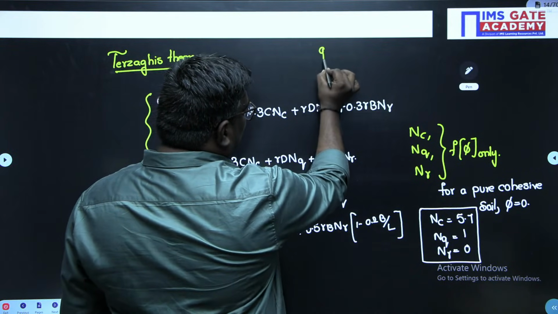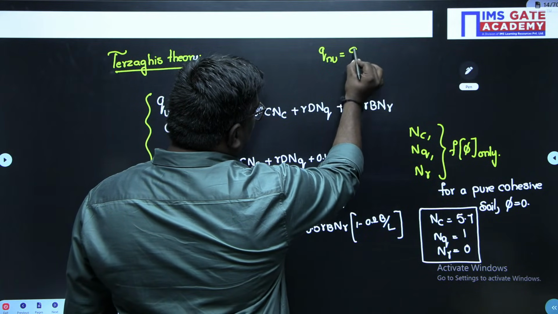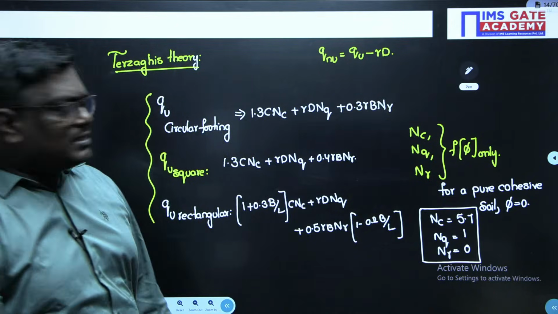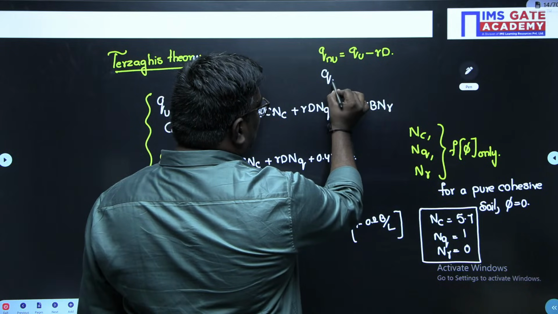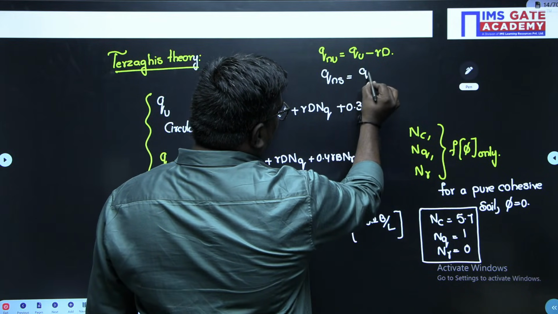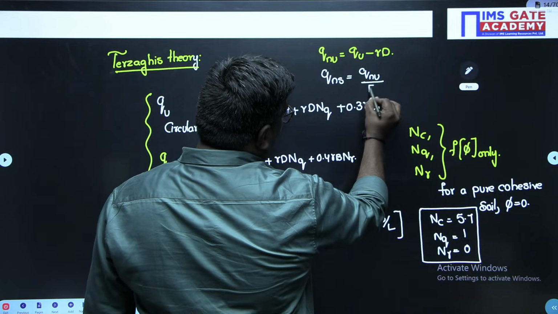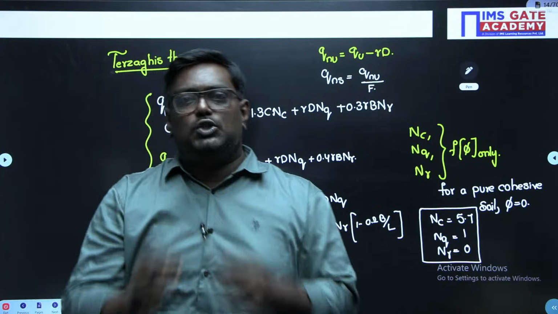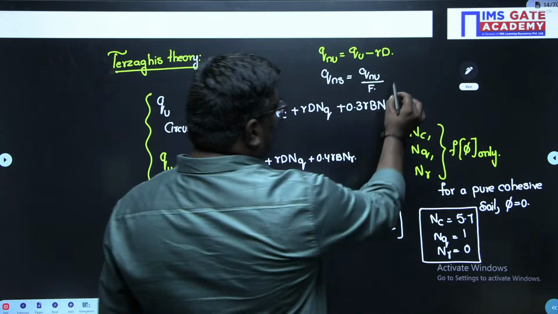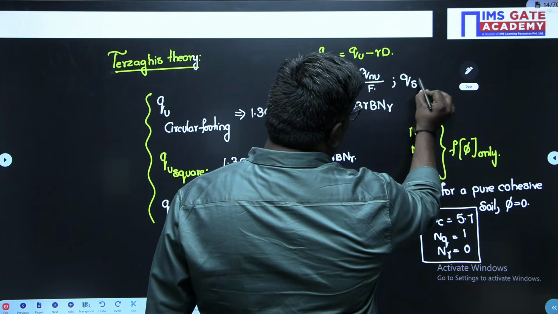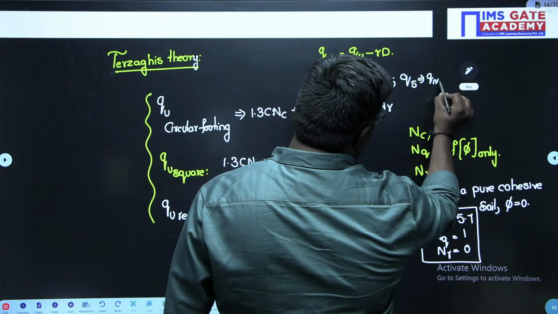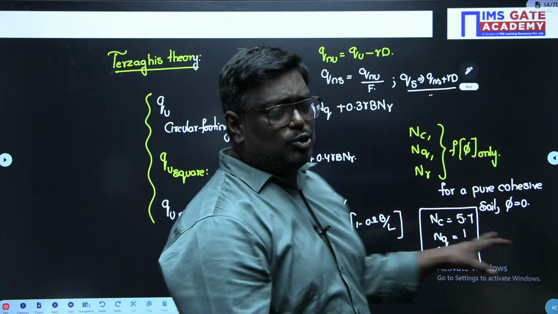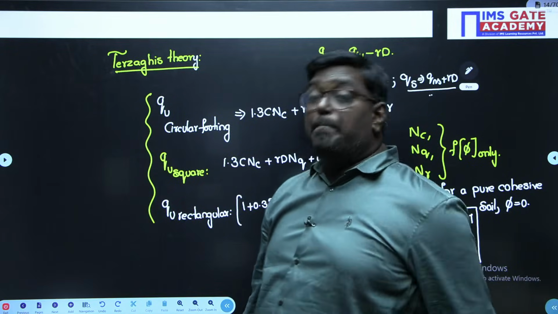What is net ultimate bearing capacity? Net ultimate bearing capacity is nothing but QU minus overburden pressure, that is gamma D. They can ask you what is net safe bearing capacity. That is QNS is equal to QNU by factor of safety. And in the question, if they don't mention net, by default it is gross. Okay, here if they ask you what is gross safe bearing capacity, QS can be written as QNS plus gamma D.